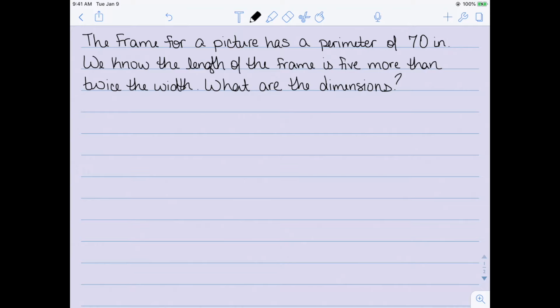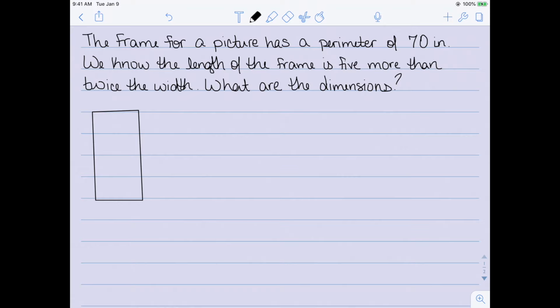The frame for a picture has a perimeter of 70 inches. And we know that the length of the frame is 5 more than twice the width. What are the dimensions? For this, I'm going to draw a picture. We have a rectangle, picture frame. It's not perfect, but that's okay.